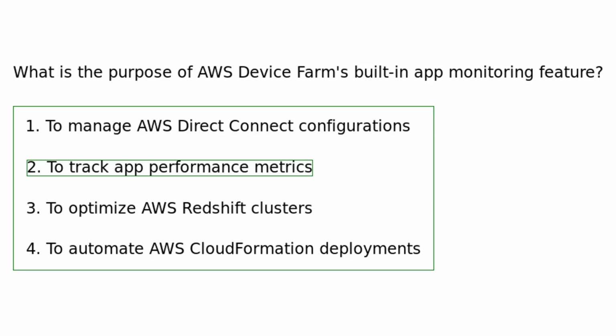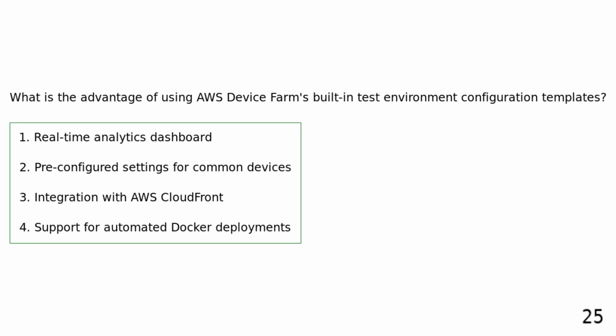AWS Device Farm's built-in app monitoring feature tracks app performance metrics during test runs, providing developers with insights into resource usage and identifying areas for optimization. What is the advantage of using AWS Device Farm's built-in test environment configuration templates?